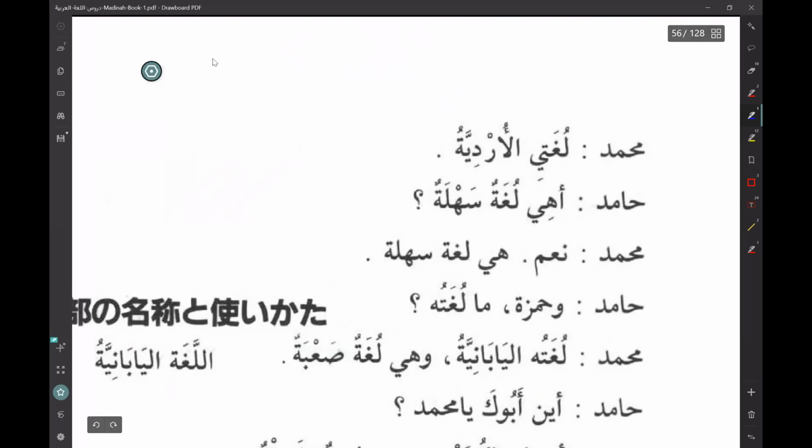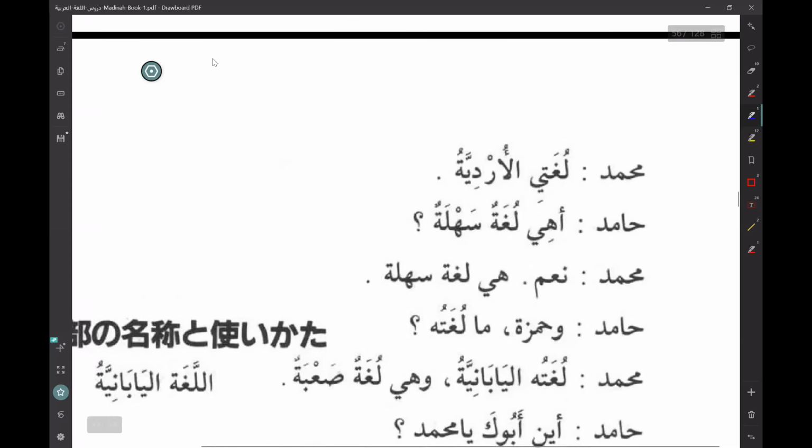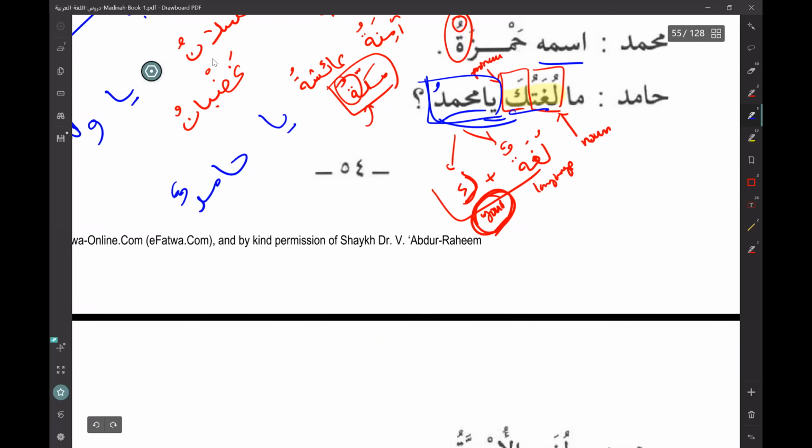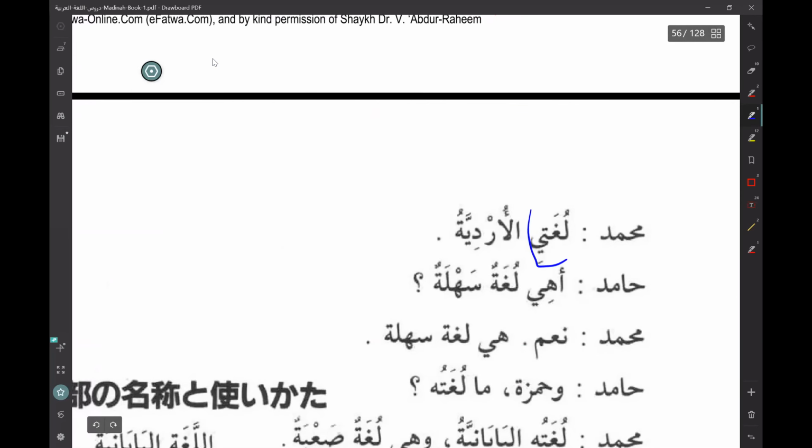Okay. Let's continue. So lugati, right? Last time you told me lugatuka was your language. So lugati, I'm thinking, will be my language. Lugati al-Urdiya. Yes, al-Urdiya is Urdu, the language spoken in Pakistan, right? Lugati al-Urdiya. My language is Urdu.